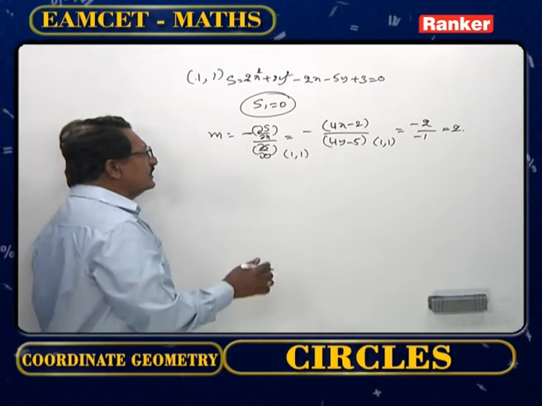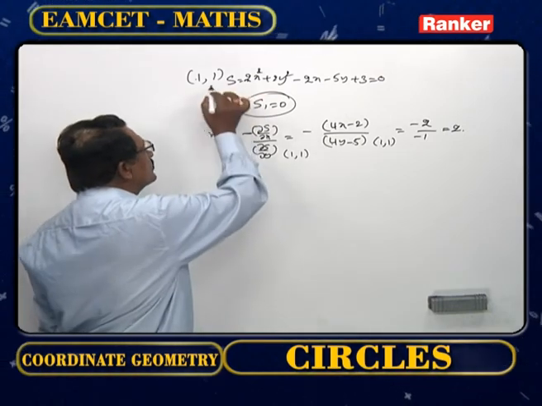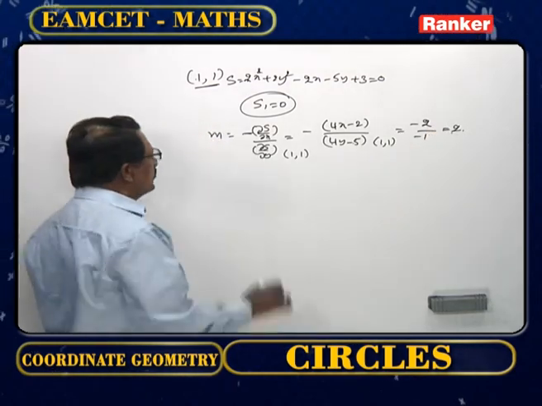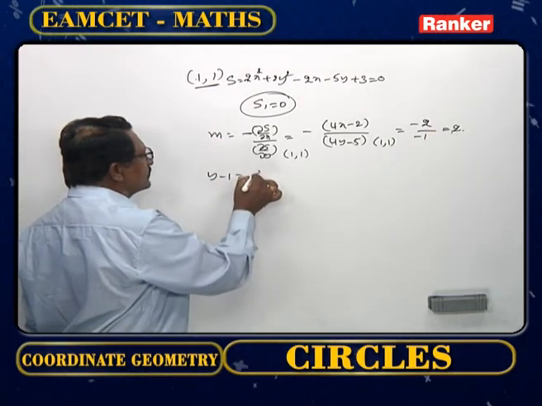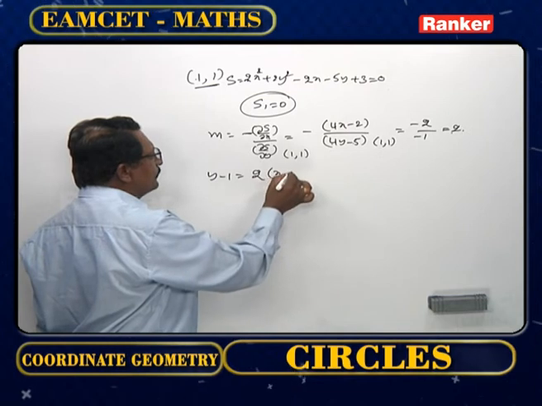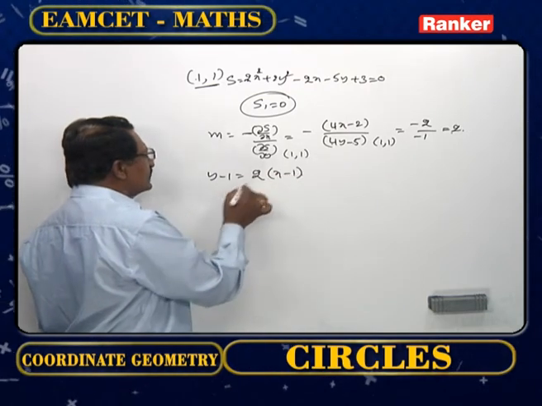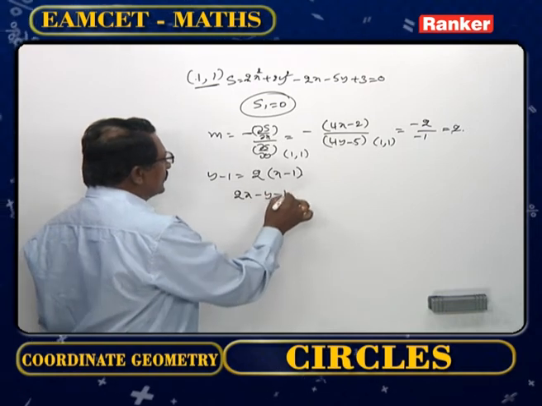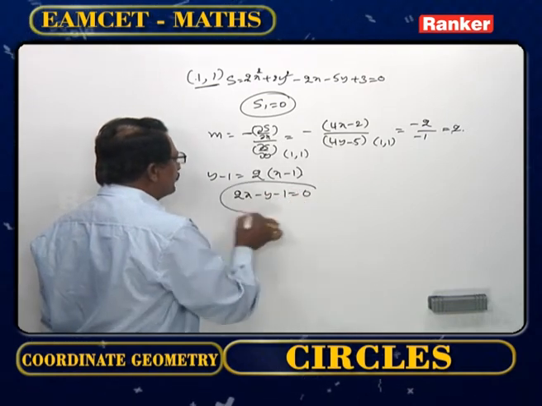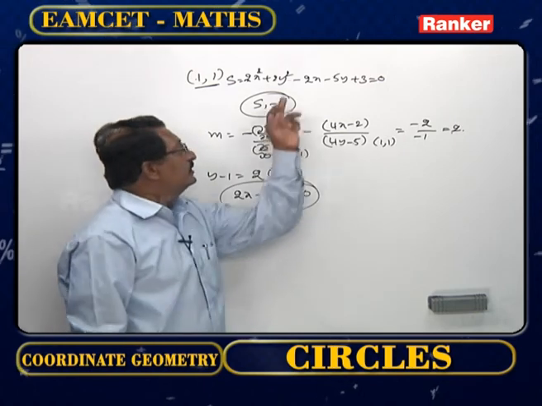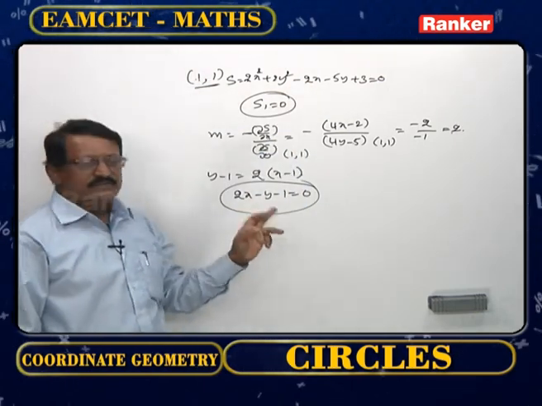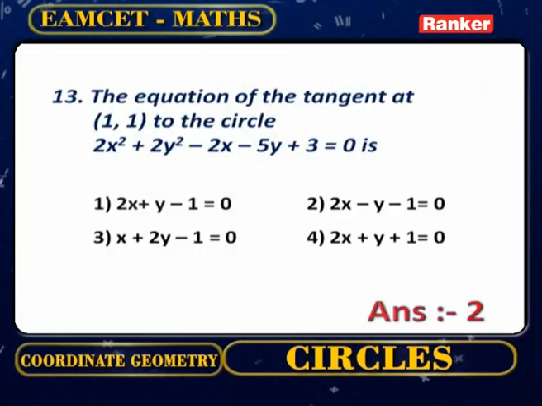Now the equation of the straight line passing through (1, 1) with slope 2 is y minus 1 equals m into (x minus x1), or x minus 1. Further simplifying, we get 2x minus y minus 1 equals 0. The required equation of the tangent to the given circle at the point (1, 1) is 2x minus y minus 1 equals 0. Second option.